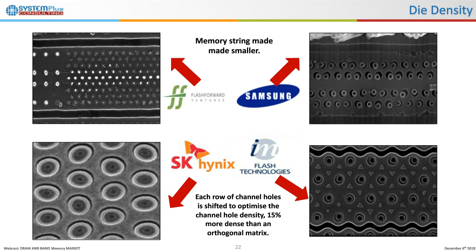the die. So the memory string is actually made smaller, and another way to optimize is the channel hole density. They use a denser orthogonal matrix in order to fit more channel strings in the die.